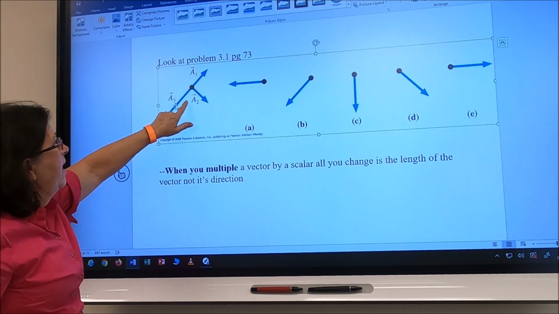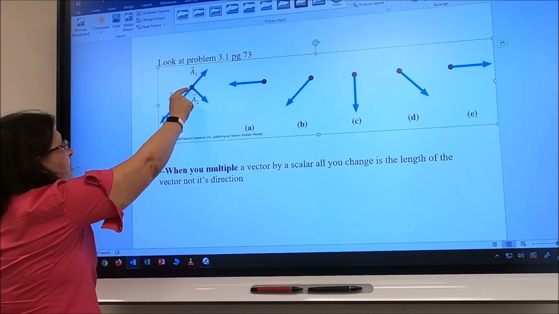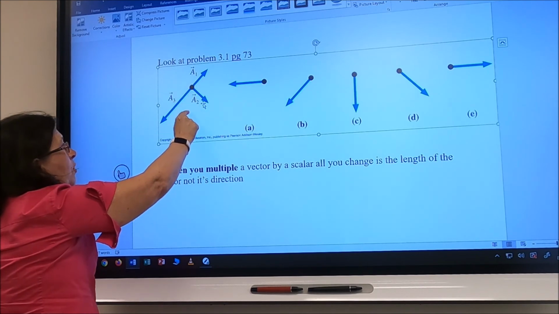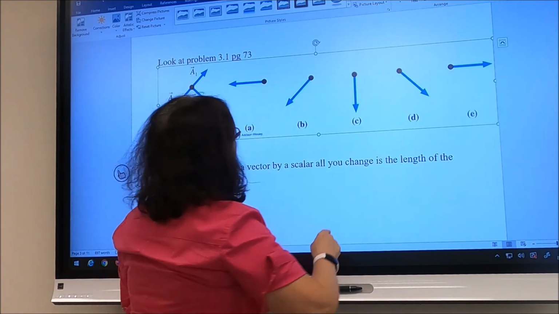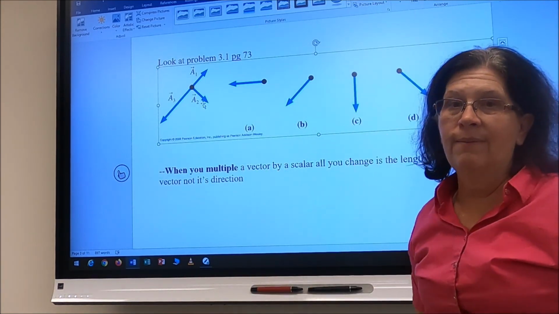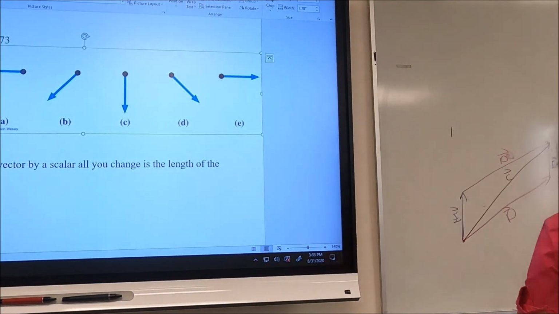So if I take these two vectors and I add them together, so I take this one and I slide it over here, then I'm going to get a vector essentially pointing straight down. So the sum of these vectors is C. Now let me draw it just so that you see what I'm doing.